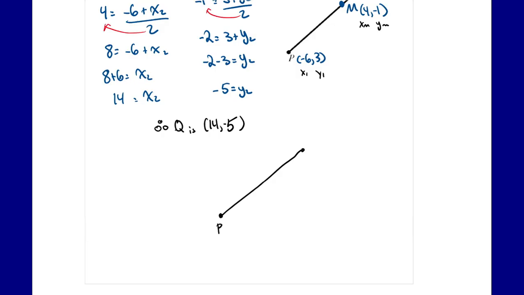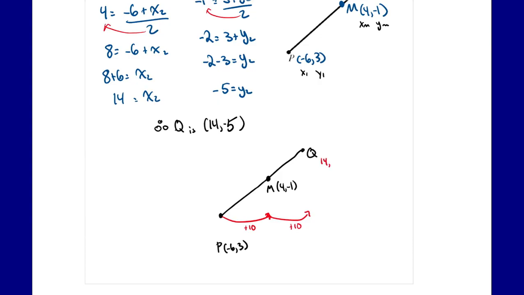If I have P here, and again it was -6, 3. I have Q here, which we don't know, and we have the midpoint, which is 4, -1. I'm just going to move this down. Going horizontally, or the x value, from P to M, that's a change of +10. So from the midpoint to Q should also be plus 10. So -6 plus 10 plus 10 gives us 14.